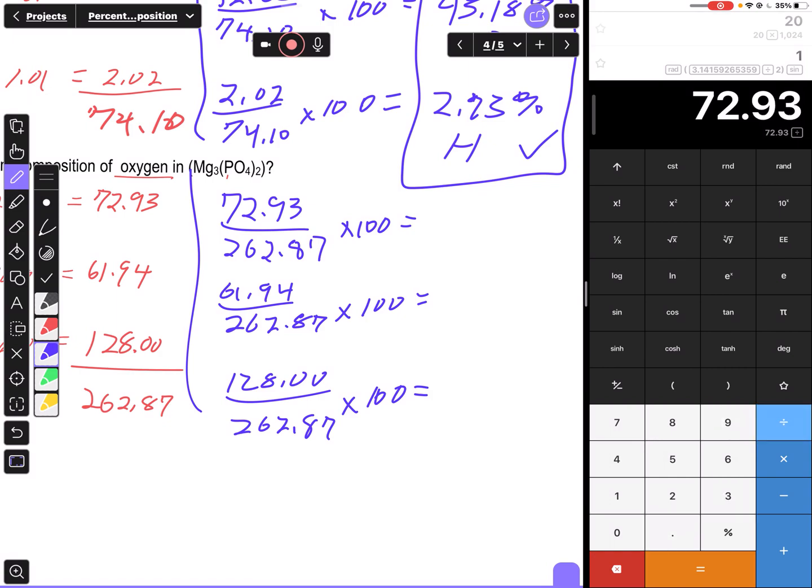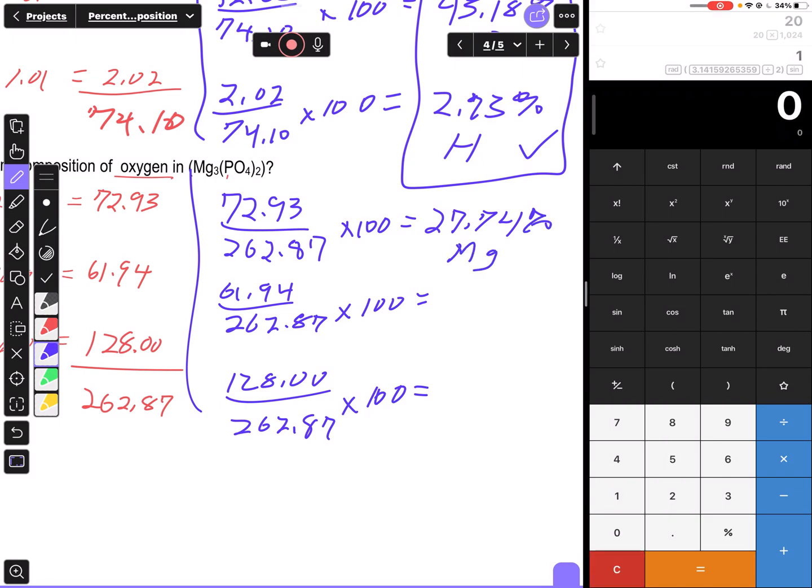So first, for magnesium, that would be 72.93 divided by the total, 262.87. That equals that. Now multiply it by 100, get a percent. That would be 27.74. And that is percent magnesium.